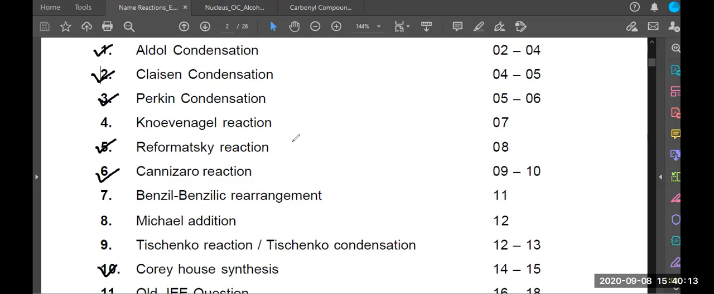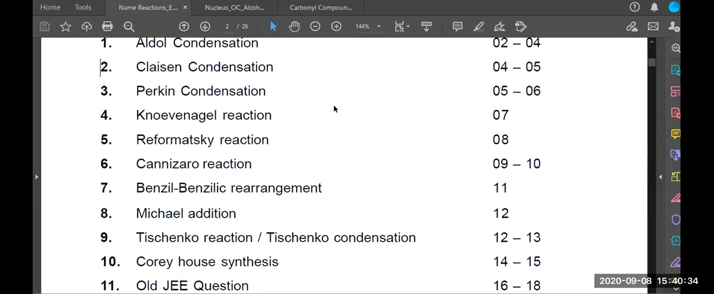Now, when we talk about these reactions, most of them, the first three, are condensation reactions. So the mechanism will almost be the same. The only difference would be either the substrate, leaving group, or nucleophile. So we'll discuss each reaction one by one. Now, aldol is the most common and the most famous reaction of class 12.